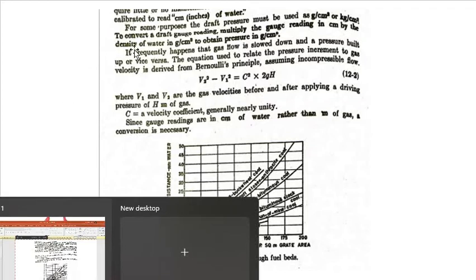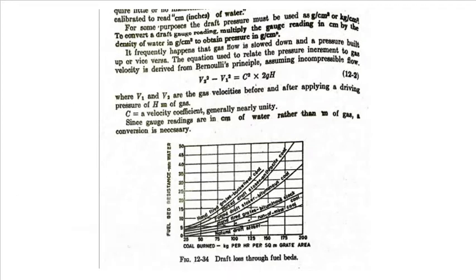So for some purposes, the draft pressure must be used as grams per cubic meter or kilograms per cubic meter. To convert a draft gauge reading, multiply the gauge reading in centimeters by the density of water in grams per cubic meter to obtain the pressure in grams per cubic meter. So that is the way on how to convert draft gauge reading.